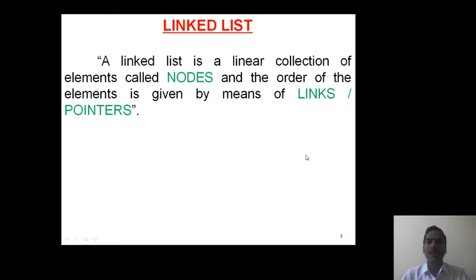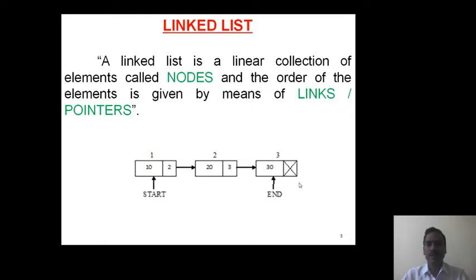Now, observe the diagrammatic representation of a linked list. When we observe this format, here three nodes are available. Start and end are two pointer variables that point to the beginning and ending nodes of the list.